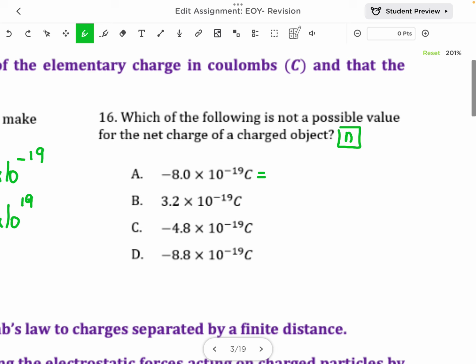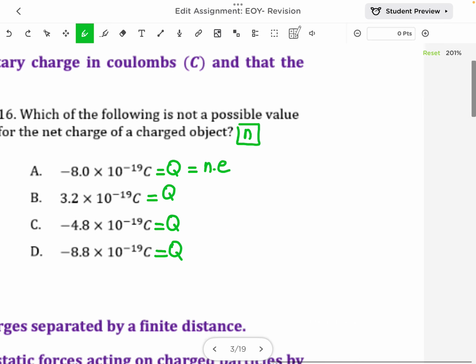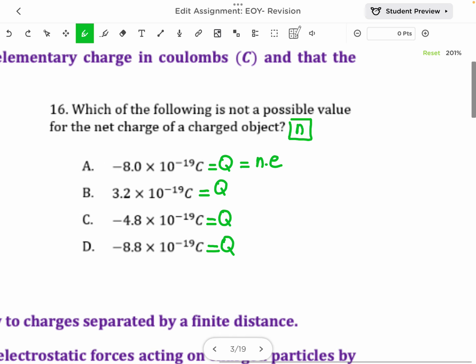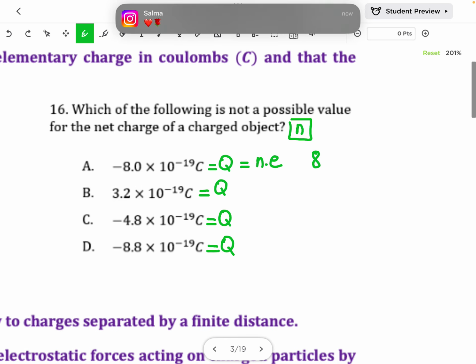So basically, I'm given Q, and I will test in each one of these Q what is the number of electrons given. So Q equals n e. I'll check the first one, 8. Whether it is 8 or negative 8, it's okay, a deficiency or extra electrons.